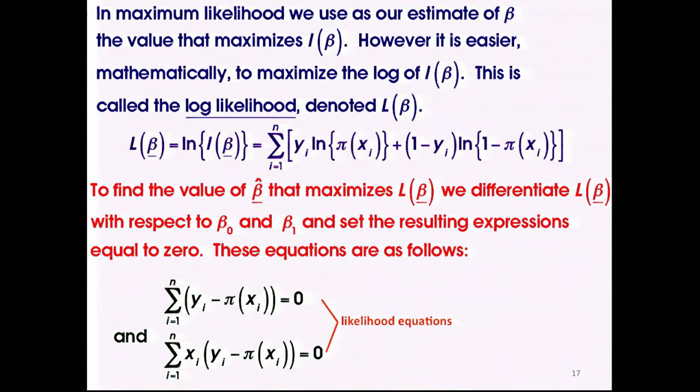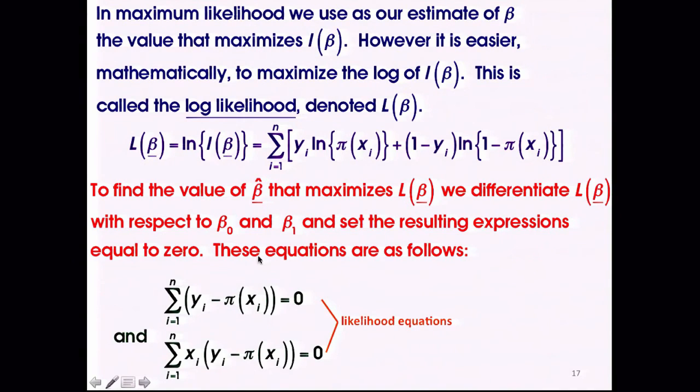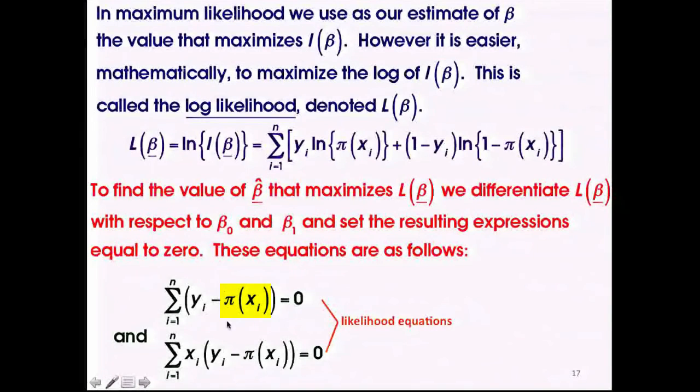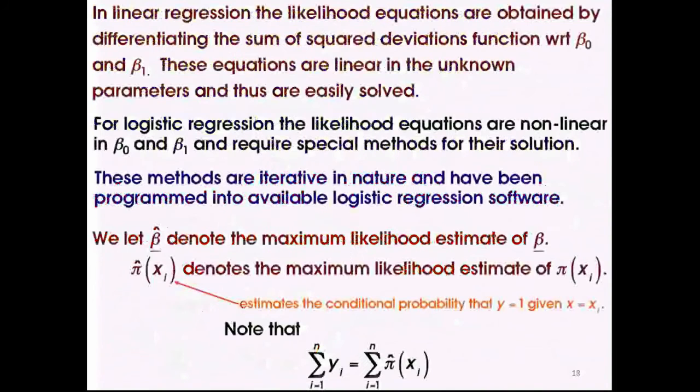And so to find the maximum likelihood estimate of the betas, we would differentiate the log likelihood first with respect to beta naught, set it equal to 0, then with respect to beta 1, set it equal to 0, and now you have these likelihood equations with two unknowns. The problem is that this pi of x looks innocent enough, but it has e to the beta naught plus beta 1 x over 1 plus e to the beta naught plus beta 1 x. So it's not going to be possible to solve these equations simultaneously for beta naught and beta 1.